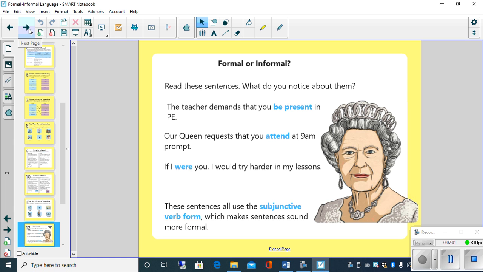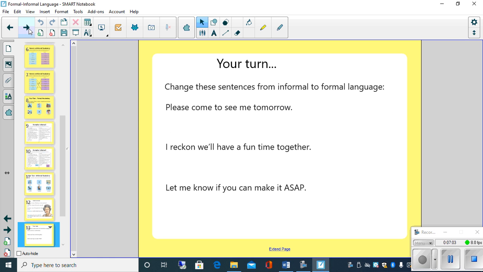And these are just a few slides that you can go through as you re-go through the actual PDF file itself. So another task for you is to change these sentences from informal to formal language. So they're written informally at the moment. Can you rewrite it so it's more formal? Pause the video and then I'll give you some examples of how they could be written more formally.